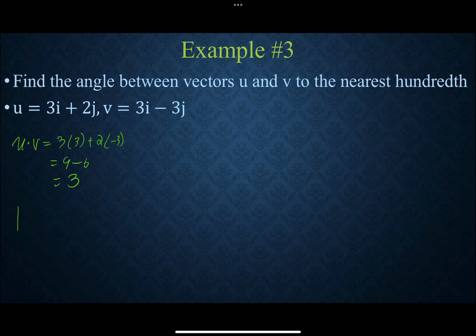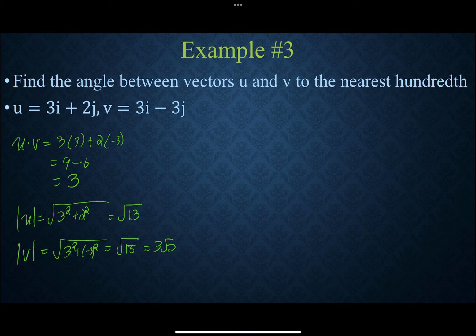And then we go ahead and find our magnitude of u, which is the square root of 3 squared plus 2 squared, which is square root of 13. Can't do anything with that. Magnitude of v, 3 squared plus negative 3 squared, square root of 18, which is 3 root 2. So we go ahead and find that angle. We'd have the, I keep on writing tangent, just so used to that from all the other stuff. It's cosine inverse of 3 over root 13 times 3 root 2.